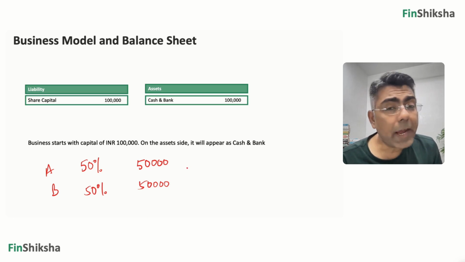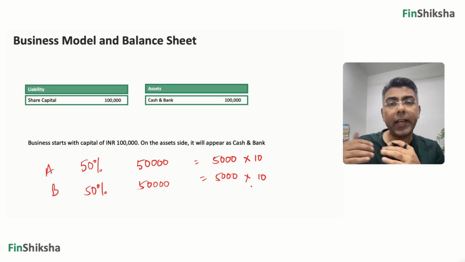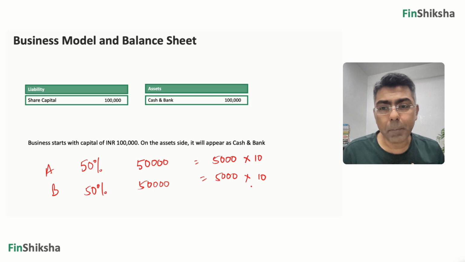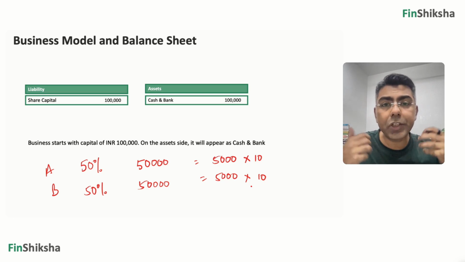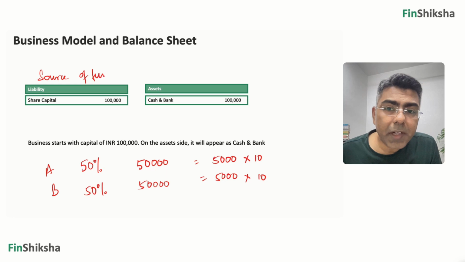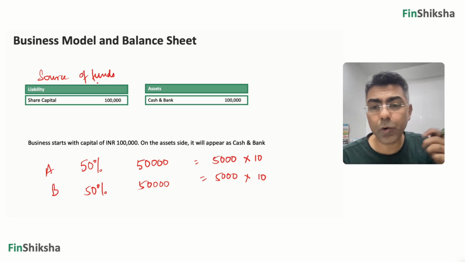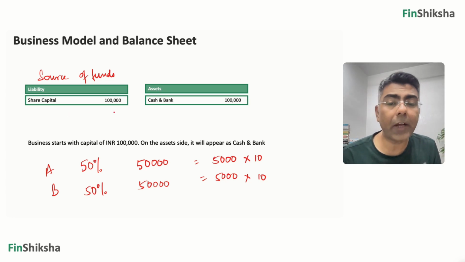And they have bought 10 rupee shares. So they would have gotten 5,000 shares of 10 rupees each, both of them. So we get 5,000 shares of 10 rupees each for A and B. They put this money in the company. Now, what you're constructing is the balance sheet of the business. So on the liability side, this is also what is called source of funds. You are getting 100,000 or 1 lakh rupees as share capital that has come into the business. That's basically 10,000 shares into 10 rupees. That's what we have arrived at in terms of 1 lakh rupees.